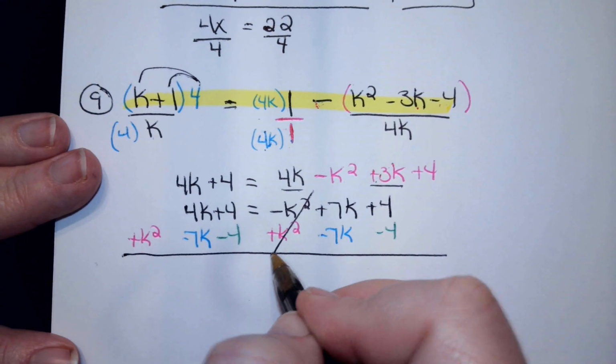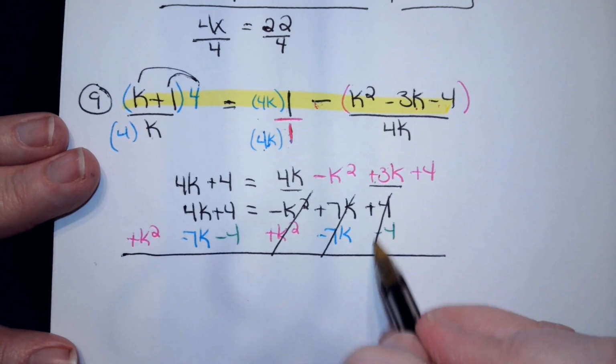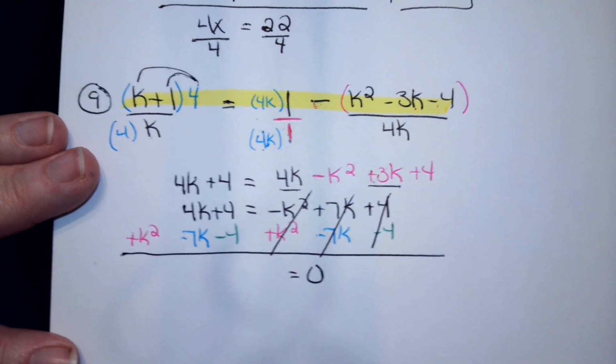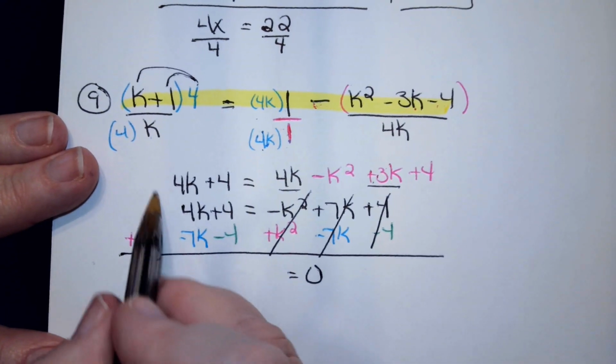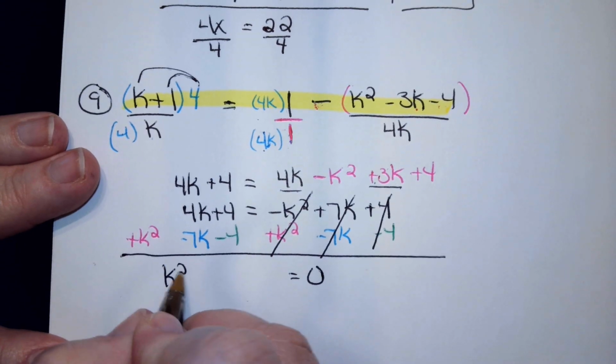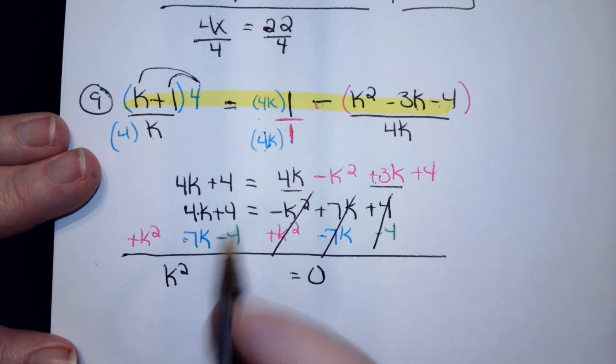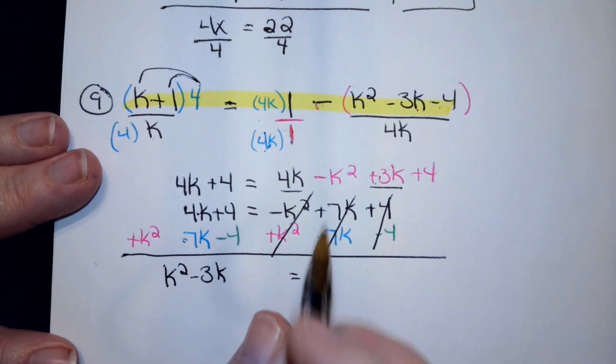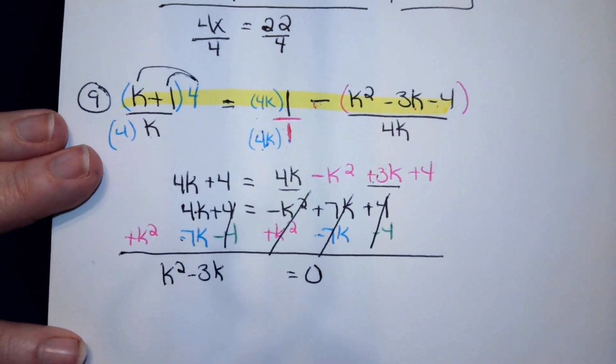Alright, k squares cancel, the 7k's cancel, and the 4's cancel. So over here on the right side, we'll get a 0. I have no other k squared, so I'm bringing down the k squared. 4 minus 7 is negative 3k, and these 4's cancel out.